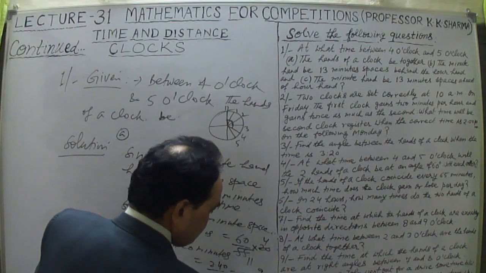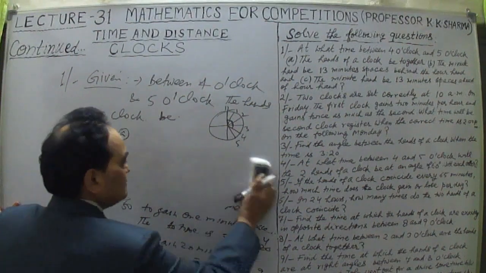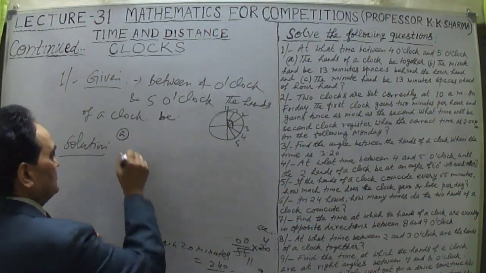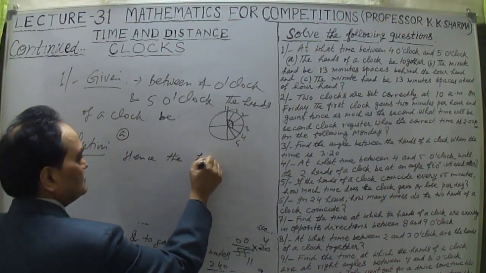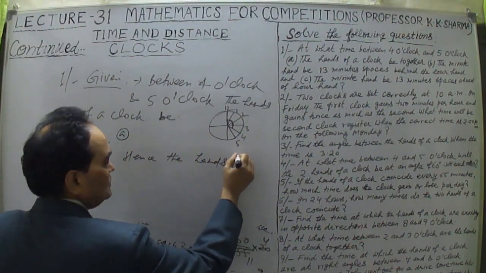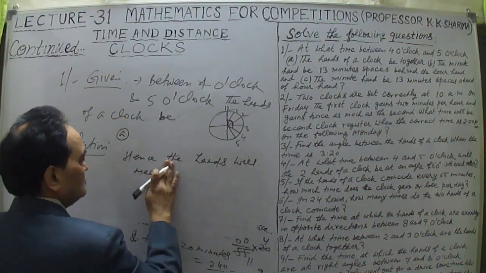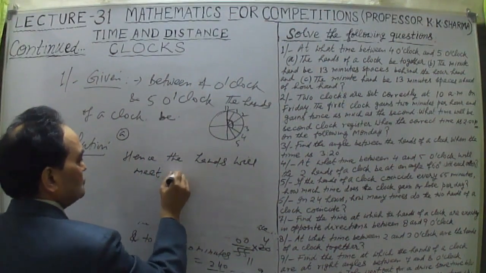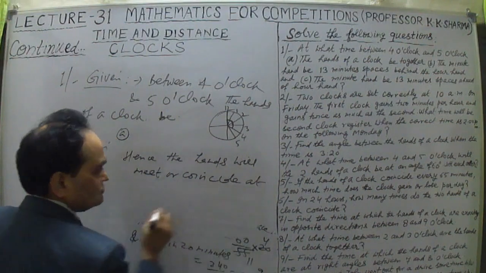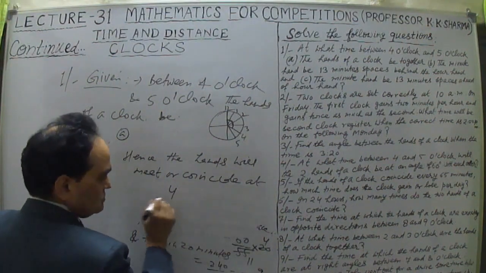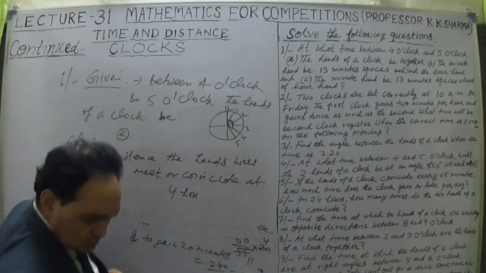In this time it will gain 20 minutes space. Hence the two hands will meet or coincide at 4:21, 4 o'clock.